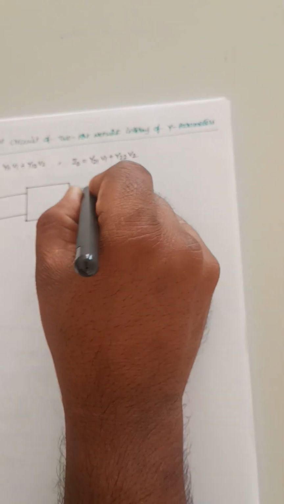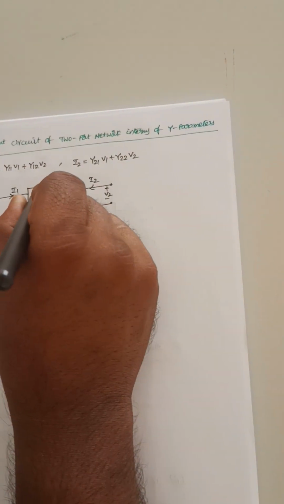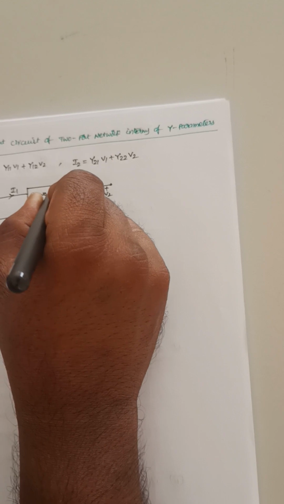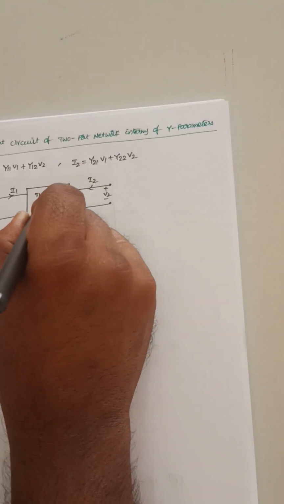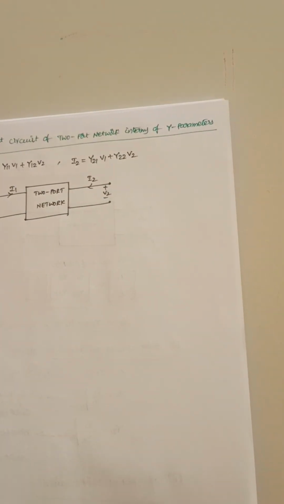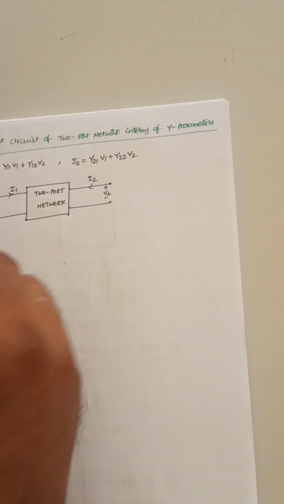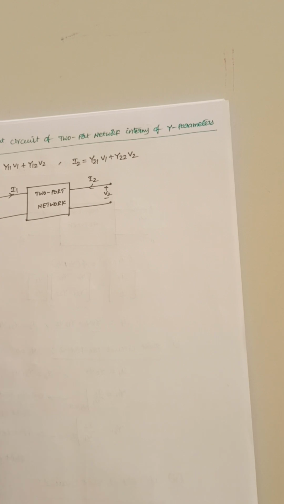V1, I1, V2, I2, it is a two-port network. I need to represent this two-port network with its equivalent circuit in terms of Y parameters. So first let me draw its equivalent circuit.